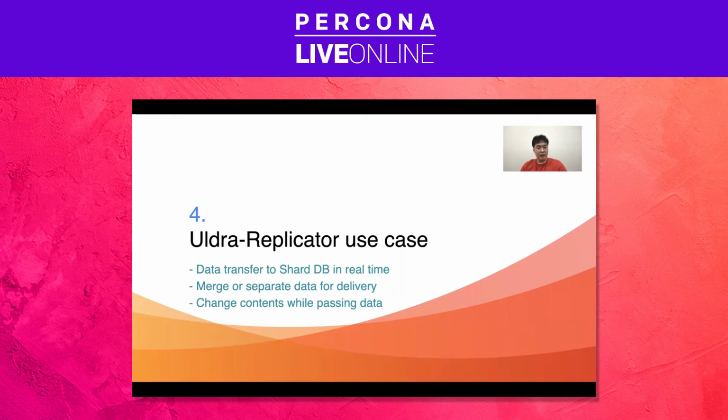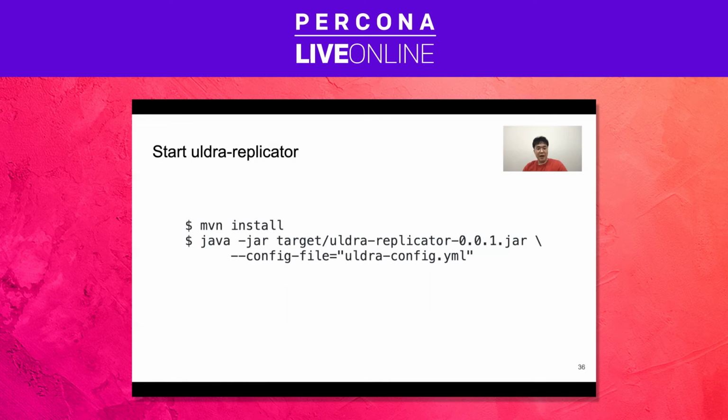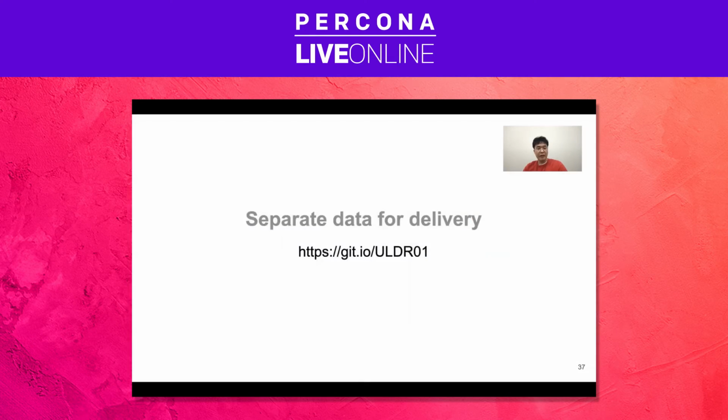This is the rough explanation of the Uldra-Replicator, and I will show you some examples. Compile as shown in this figure and start Uldra-Replicator. Very easy. The first is to divide the data and replicate it to the target. I put the test example at this address. You can check.